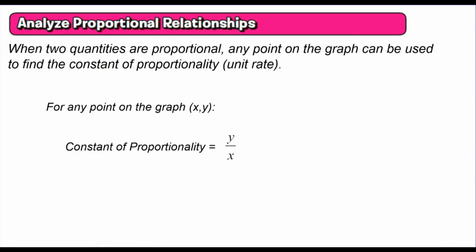We can confirm that in the graph and on the table. So when 2 quantities are proportional, any point on the graph can be used to find the constant of proportionality, to find the unit rate. So for any point on our graph, any x and y coordinates, the constant of proportionality or the unit rate will always be y divided by x. Y divided by x will always tell us our unit rate for any graph.